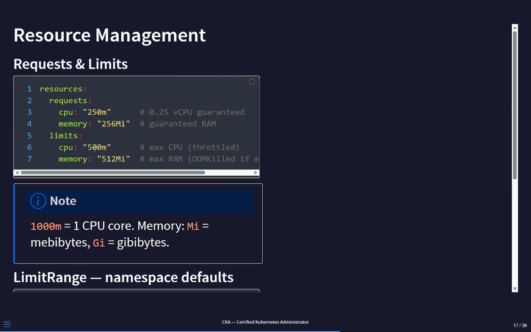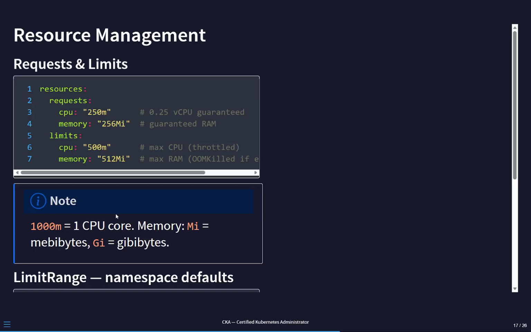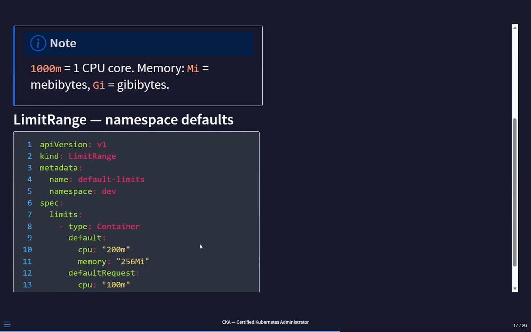Limits are the hard cap. If a container tries to use more CPU than its limit, it gets throttled. If it exceeds its memory limit, the kernel kills it. You'll see OOMKilled in the pod status. Remember, 1000 millicores, or 1000m, equals 1 CPU core. So 250m is a quarter of a core.